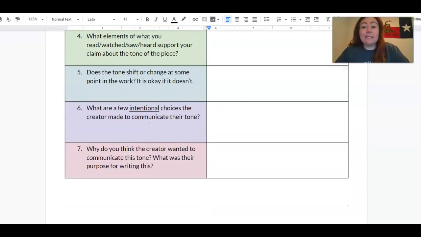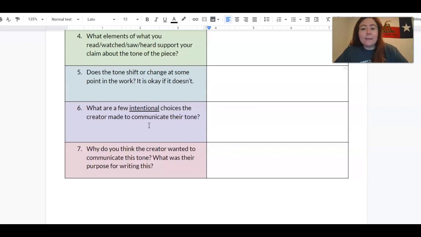What are a few intentional choices the creator made to communicate their tone? So what are some choices that the author made to communicate that tone? Maybe what words did they use to help communicate that tone in a poem? Maybe they used some figurative language to communicate that tone. Maybe in a music video, they used specific images or specific colors to help communicate that tone. So you're really just analyzing how does the author communicate their tone.